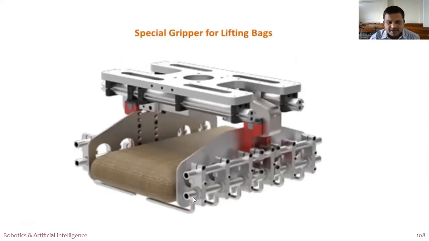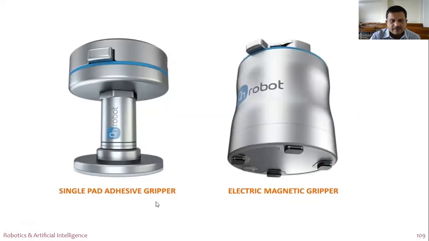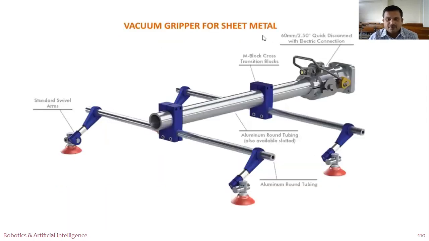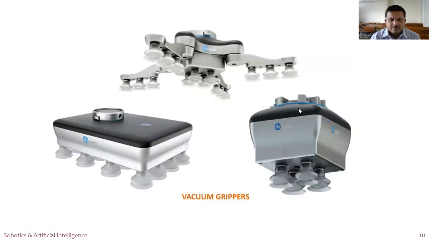Special gripper for lifting bags. See here, these grippers are for lifting bags. Single pad adhesive gripper, see that here adhesive may be applied. Electric magnetic gripper, these are the magnets 1, 2, 3, 4. Then vacuum gripper for sheet metal to pick and place thin sheets. You can use a vacuum gripper. See that these vacuum cups are there, 1, 2, 3, and here maybe 4. Vacuum gripper, see that different vacuum cups are there.